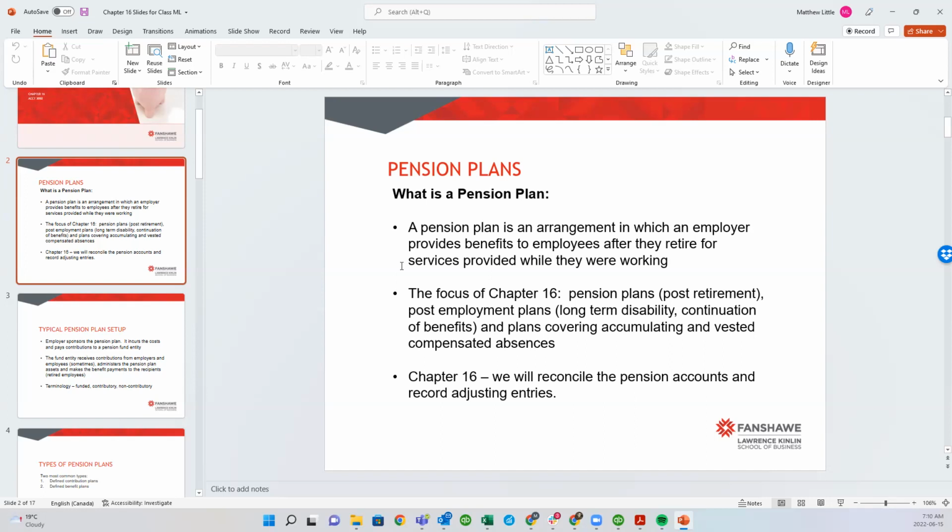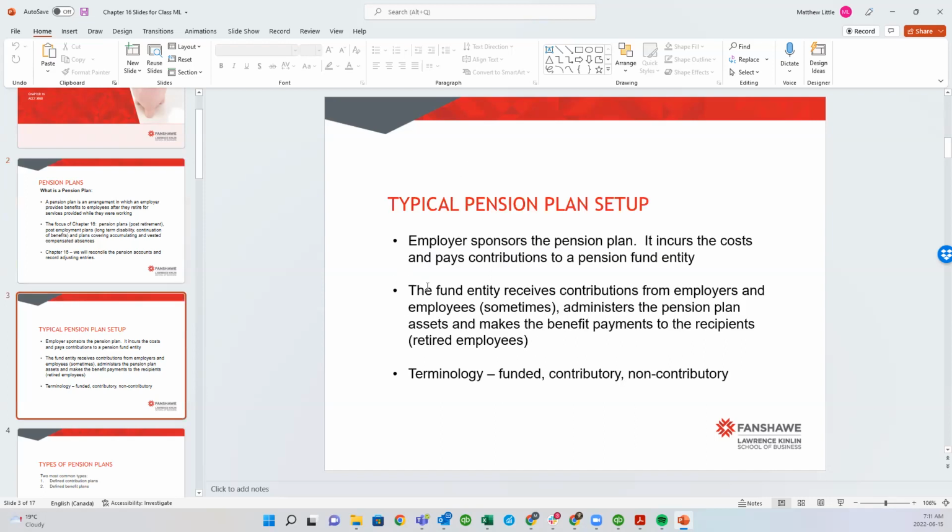those pension components. So in your typical pension plan setup, the employer or the company you're working for sponsors the pension plan. It incurs the costs and pays any contributions. So it provides funding to another outside entity or a trust in order to provide those pension benefits to employees post-retirement. The custodian or the fund entity, you might hear those different words, they receive those contributions, they administer the plan and make any benefit payments.